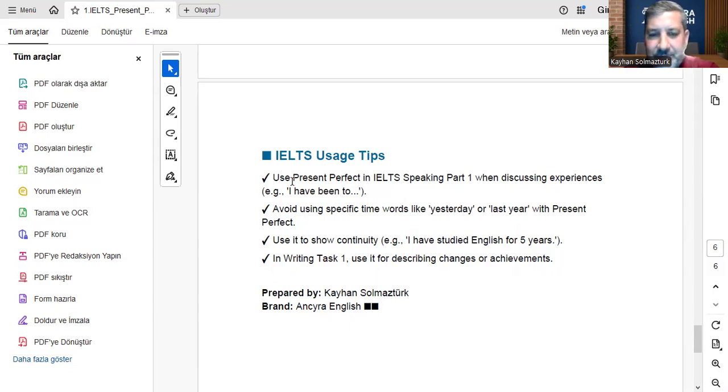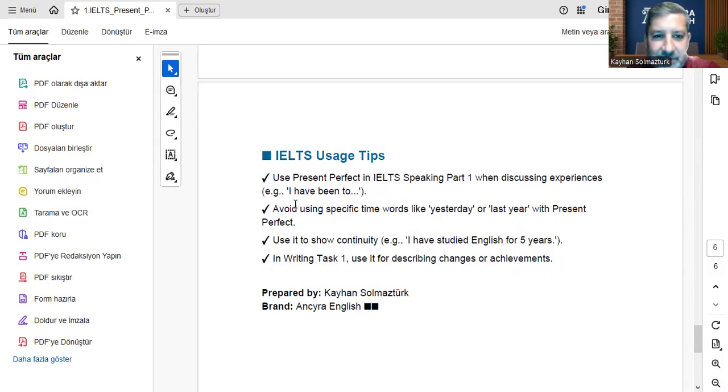So, use present perfect in IELTS speaking part one. Be careful, speaking part one. Actually, part one is mostly about yourself, okay? Your daily routines, your private life, and stuff like that. So the examiner asks you questions about your life, your general things, okay? Use present perfect in IELTS speaking part one when discussing experiences.